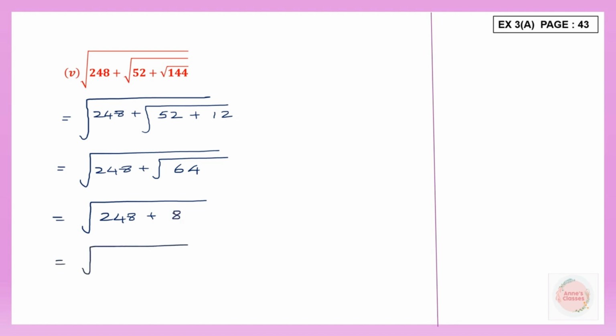So 248 plus 8 is 256. Now we have to find the square root of 256. So the square root of 256, children, if you have learned from 1 to 20, you will know the square root is 16 because 16 into 16 will give us 256. So this is our answer.